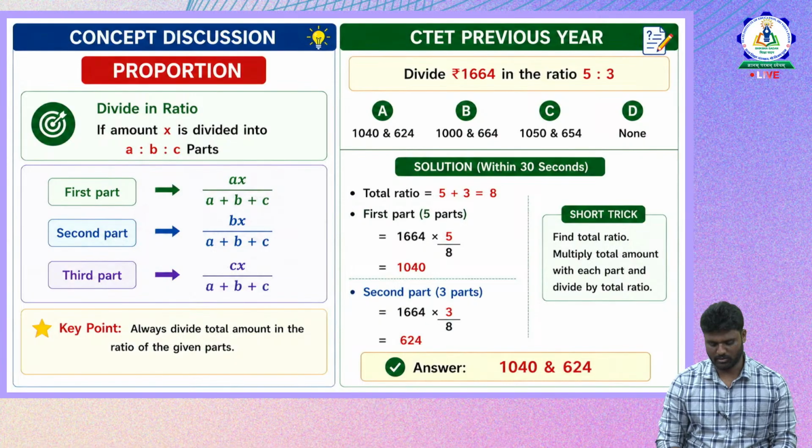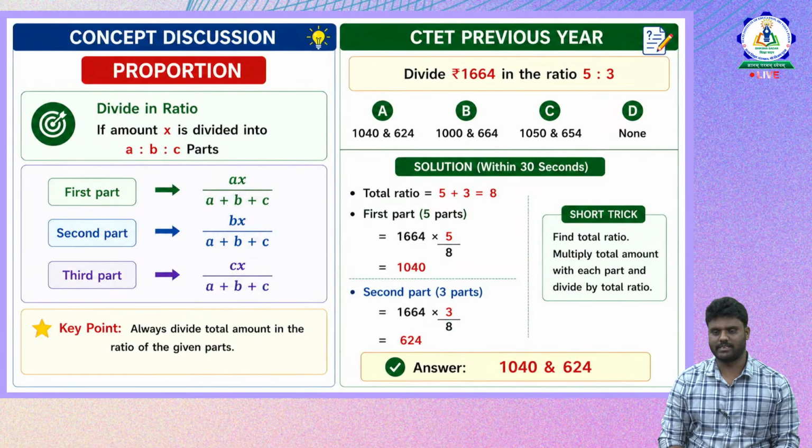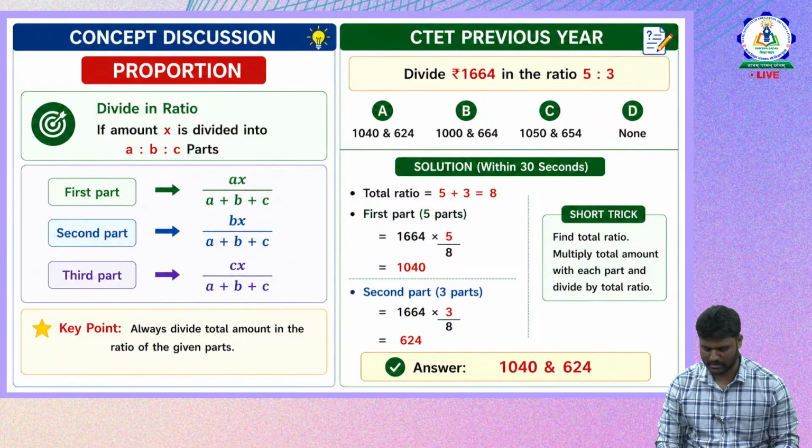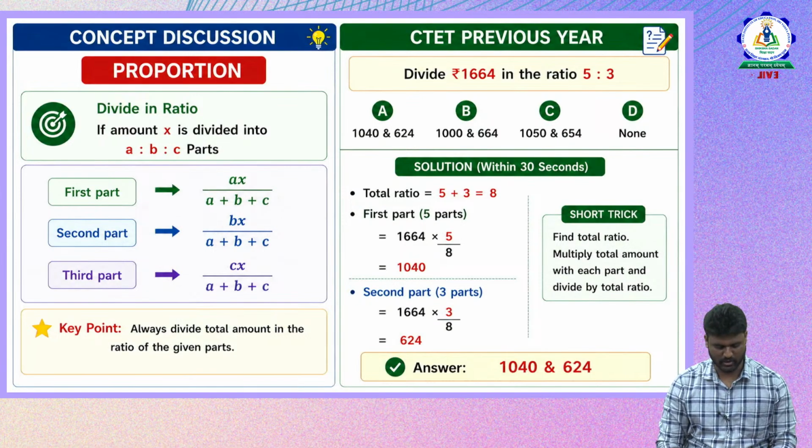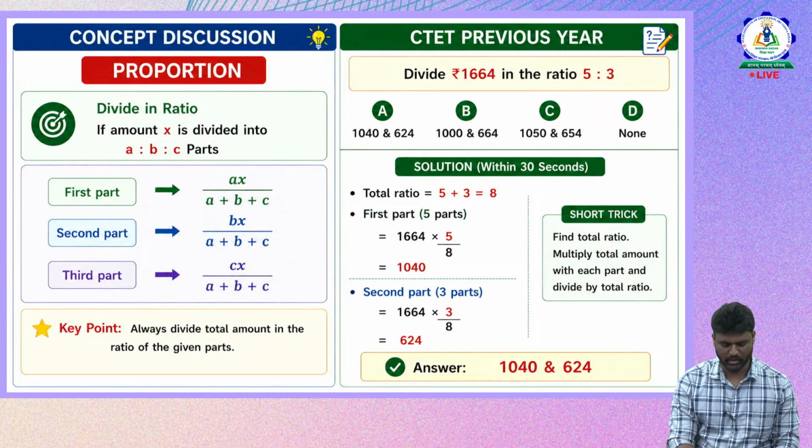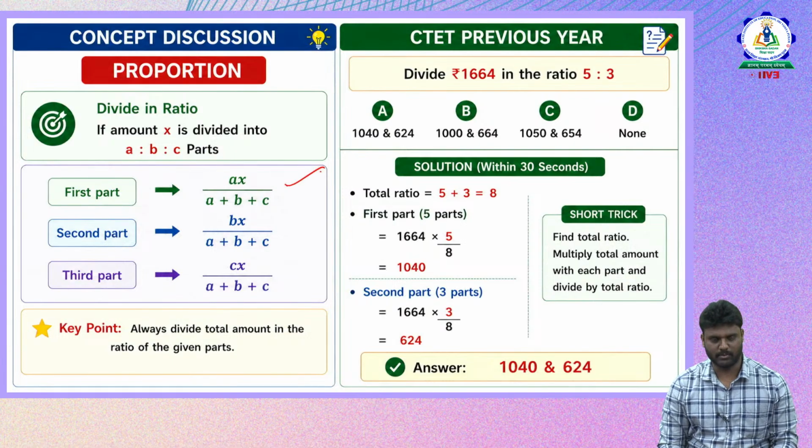Now the next question is, divide 1664 in the ratio 5:3. The options are like this: option A is 1040 and 624, option B is 1000 and 664, option C is 1050 and 654, option D is none. Let us try to see. Divide in the ratio. If the amount is X, divided into A is to B is to C parts, then the first part will become AX by A plus B plus C.